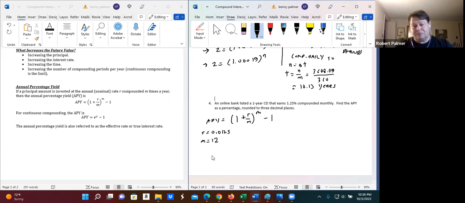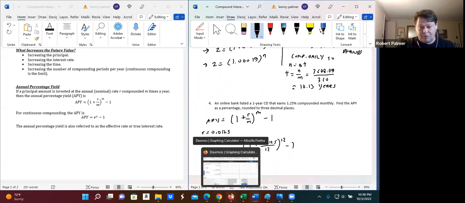So we plug this in. APY is going to be equal to 1 plus 0.0125 over 12, raised to the 12, minus 1. Actually, we can write all this in Desmos just as it is, without simplifying it. We can just type it in like that and see what we get. Then we'll have to convert it to a decimal.